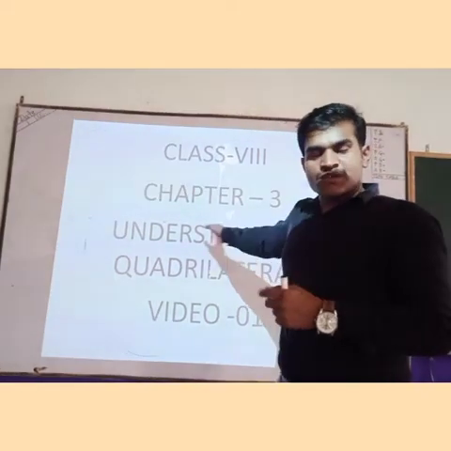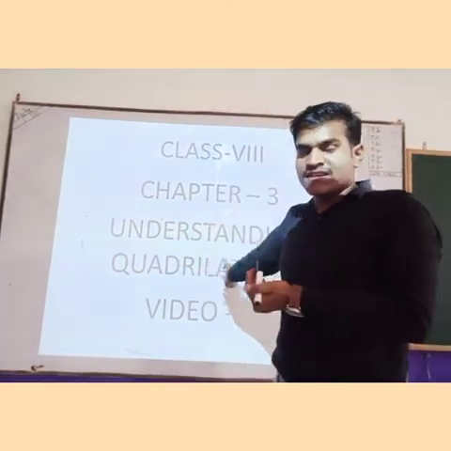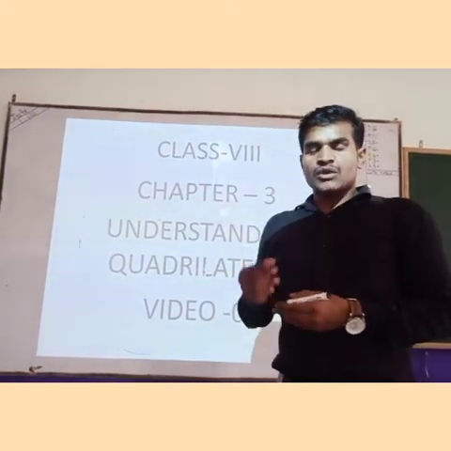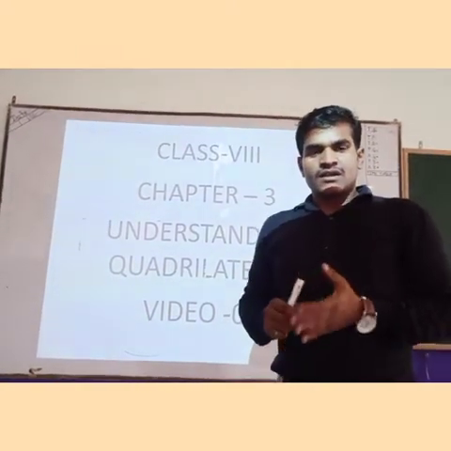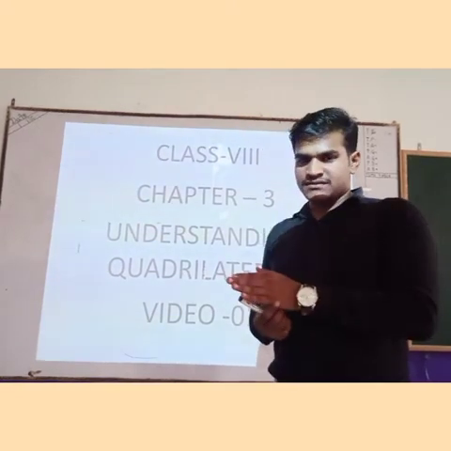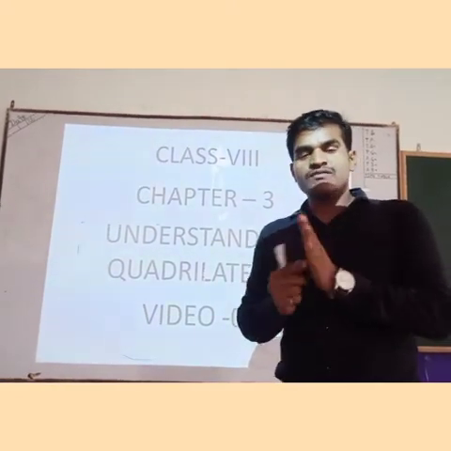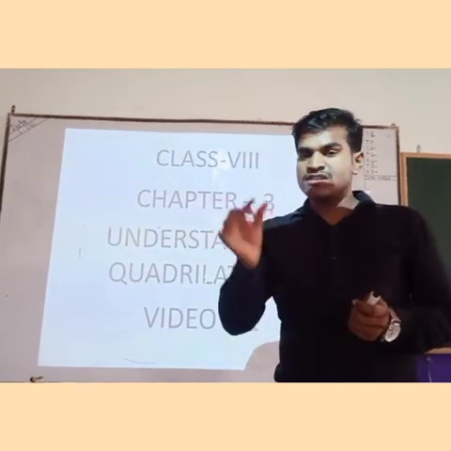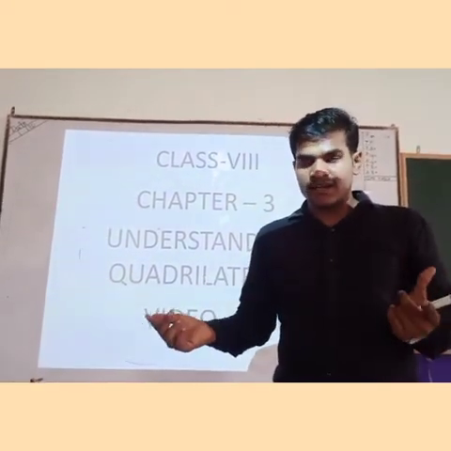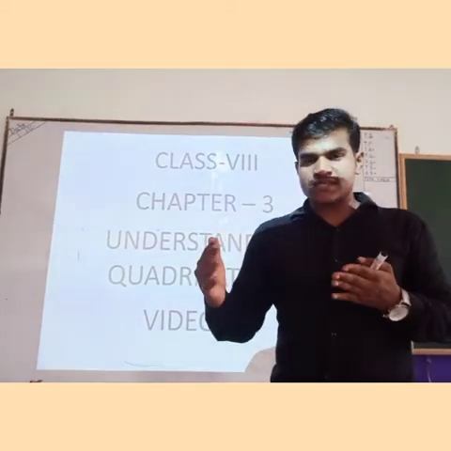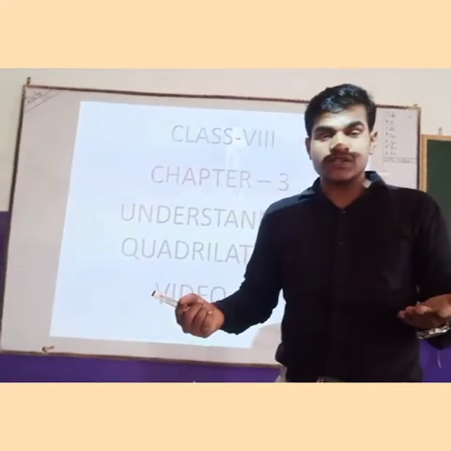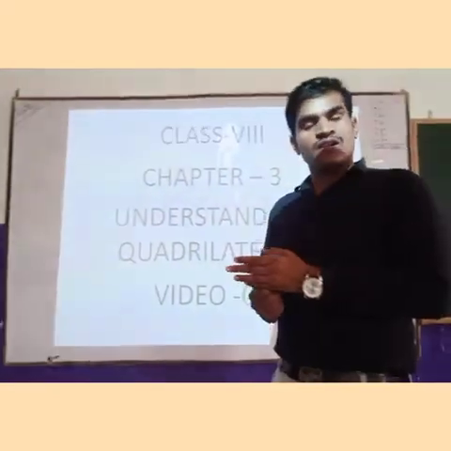Okay, so quadrilateral, what is it? What is a quadrilateral? Quadrilateral means, children, a polygon having four sides. A polygon having four sides is called a quadrilateral. It may be a square, rectangle, rhombus, parallelogram, and trapezium also. Kite is also called a quadrilateral.